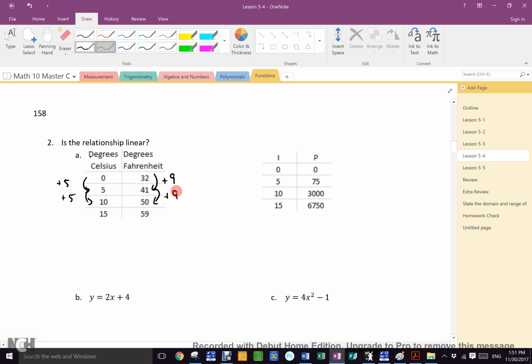How many times must we check? 3. We must check thrice. Why? Because I can connect any 2 points with a line, yes? That's linear. But what if the third point was way up there? Is that linear? No. So I must check 3 points. Plus 5, plus 9. Is it linear? Yes, linear.